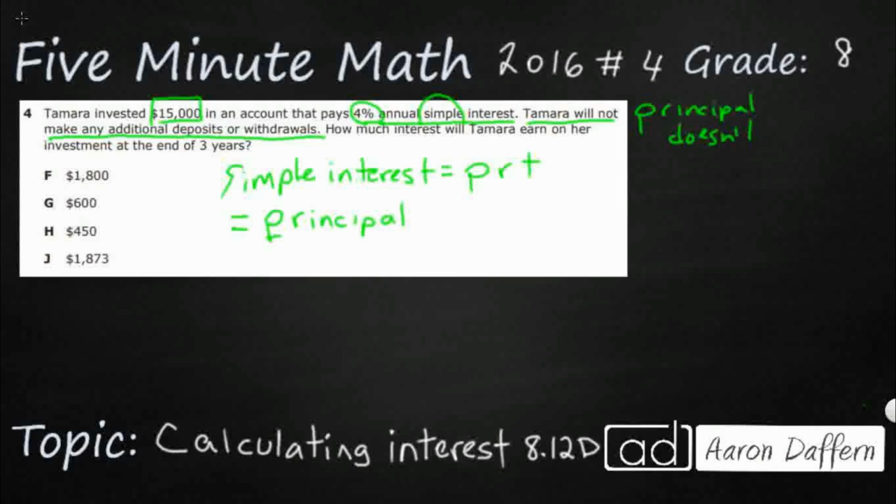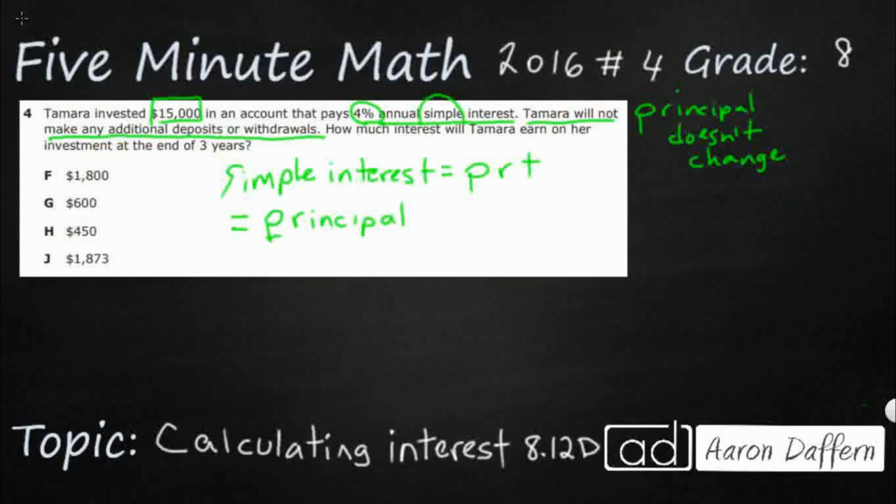Because if it's a normal situation, sometimes you might make some additional deposits. You might need to pull some money out for a rainy day. If you add money in with a deposit, or you take money out with a withdrawal, the principal changes and you need to recalculate. So since the principal is not going to change during the 3 years, we don't need to recalculate. It's going to be a very simple calculation.